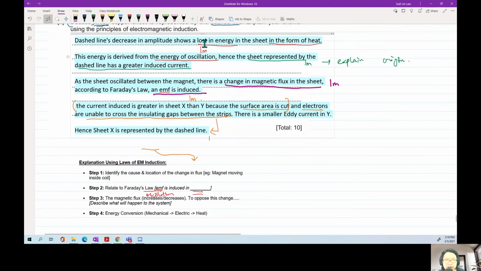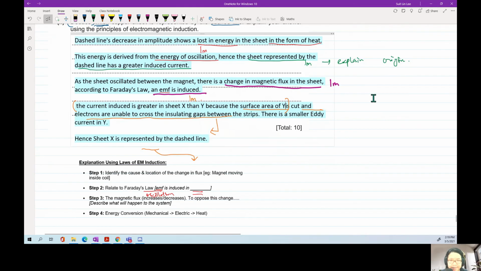So there's an energy conversion I explained in the red color point. Because there's a greater energy conversion, there's a greater electrical energy for the dashed line. So greater induced current. And then I talk about the law. And then I talk about how the current is greater in X because of the surface area being not cut. So just be a bit specific when you explain this. You may need to take some time to write out the explanation.